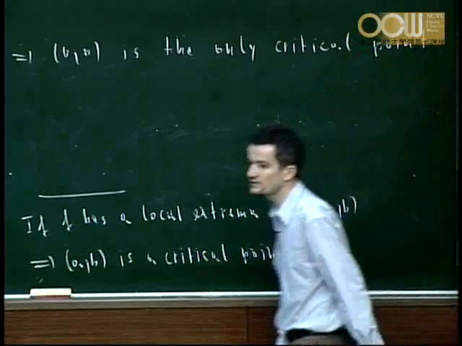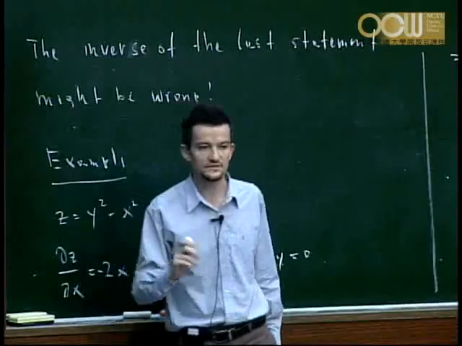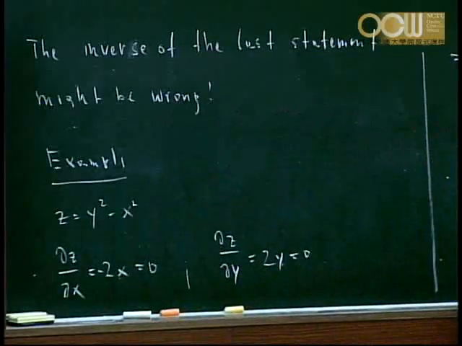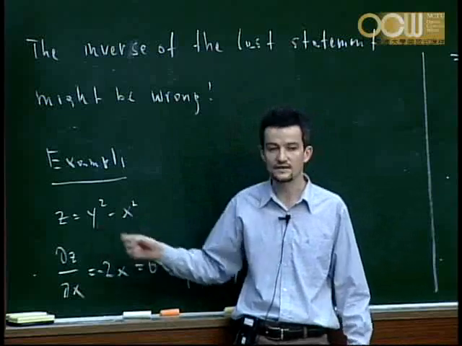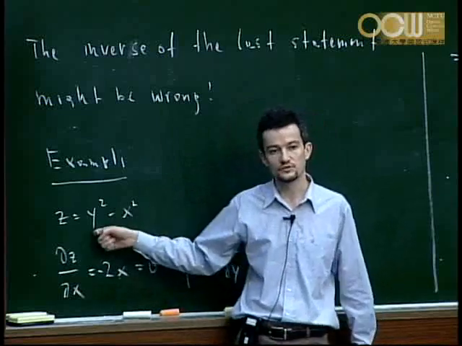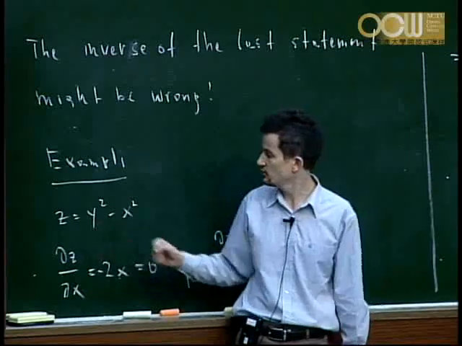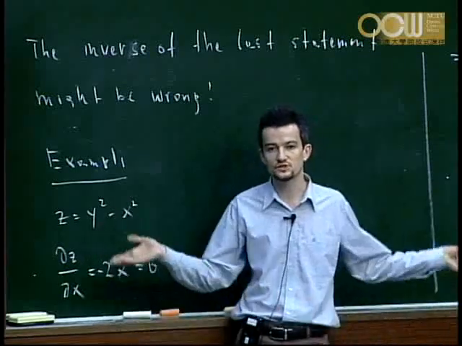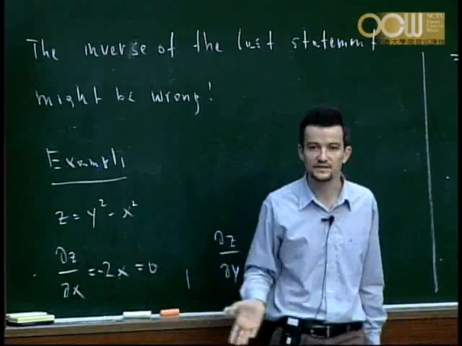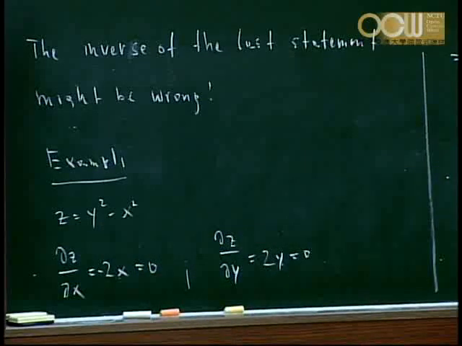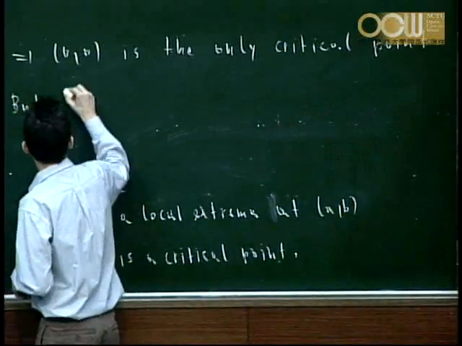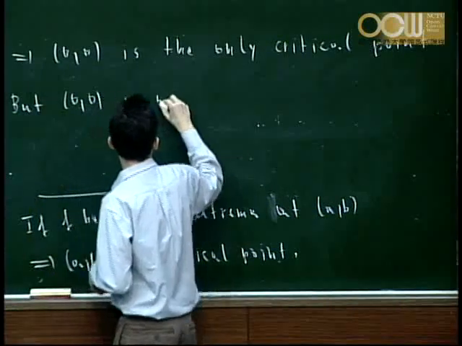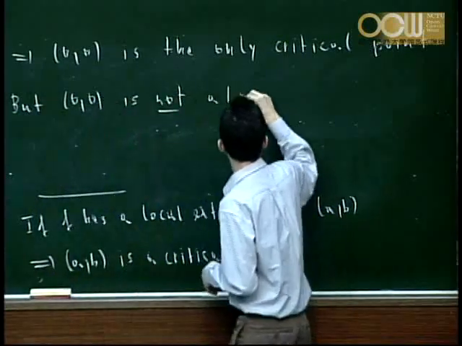Okay, so if this function has local extreme values, they must be at (0, 0). But (0, 0) is not a local extreme value of this function, because if you look at the direction where x is equal to 0, and y can change, then what you have is a maximum there. And if you look at y is equal to 0 and let x change, then you have a minimum there. Okay, so there cannot be a local extremum at (0, 0).